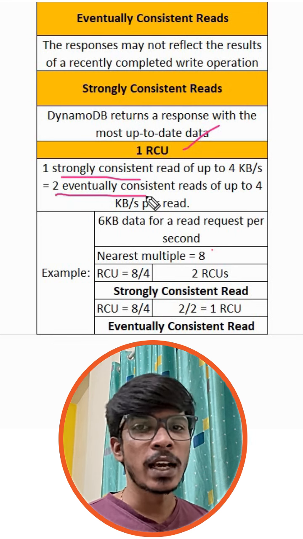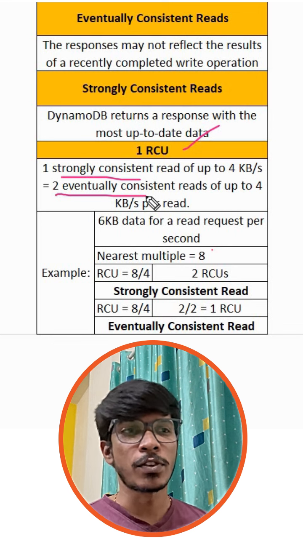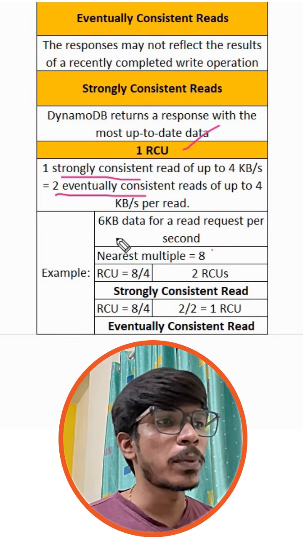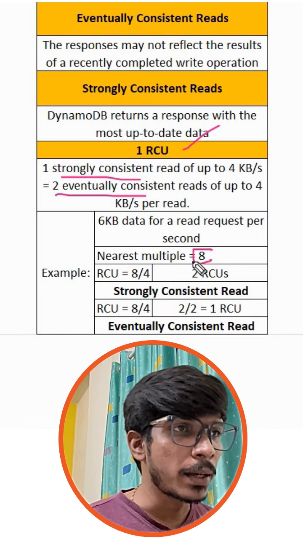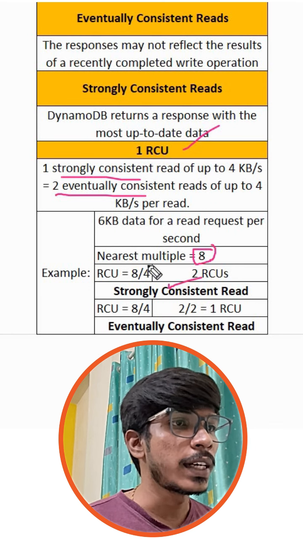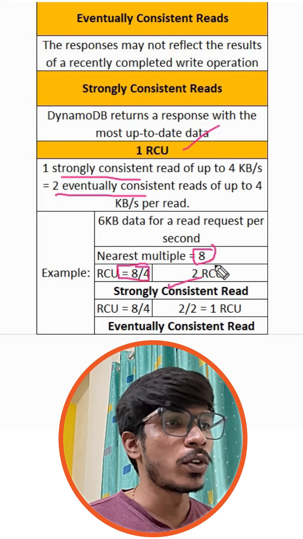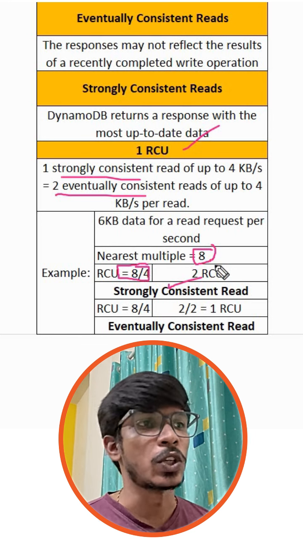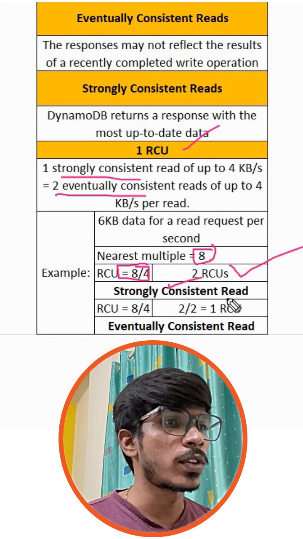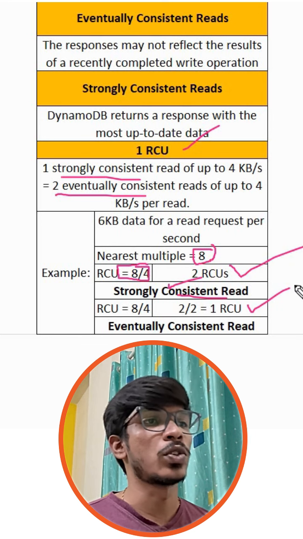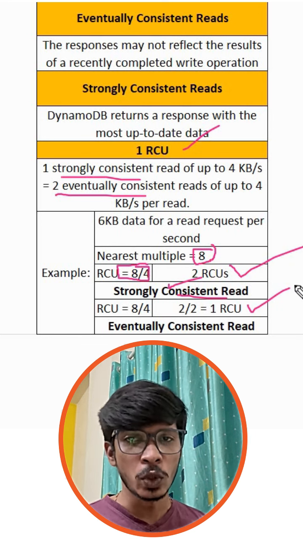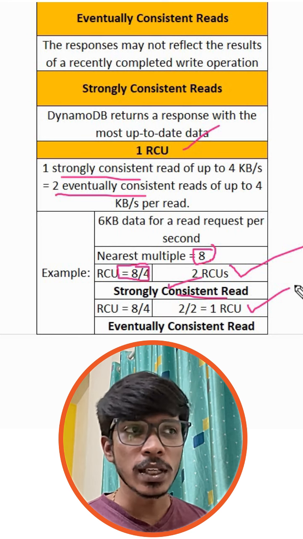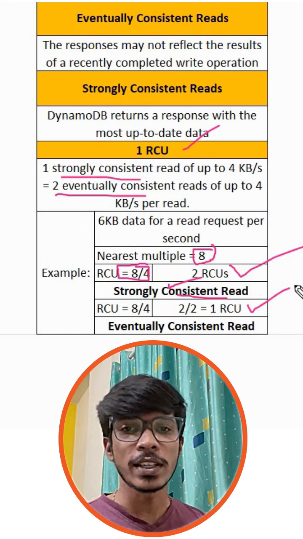Say for example, we have 6 KB of data which is to be read from the DynamoDB. How do we calculate RCU for this? The nearest multiple of 4 KB for 6 KB of data would be 8 KB, and for a strongly consistent read, we would be dividing it by 4, because for 4 KB of data, we have one strongly consistent read, which is 1 RCU. So we end up with 2 RCU for a strongly consistent read, and 1 RCU, which is the strongly consistent read divided by 2, for an eventually consistent read. So we'll be ending with 1 RCU for eventually consistent read and 2 RCUs for strongly consistent read.